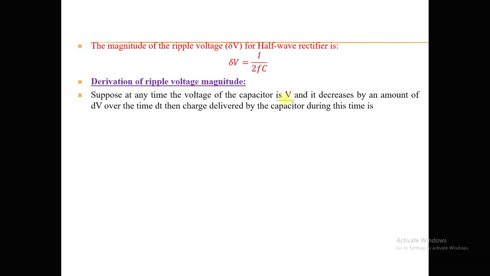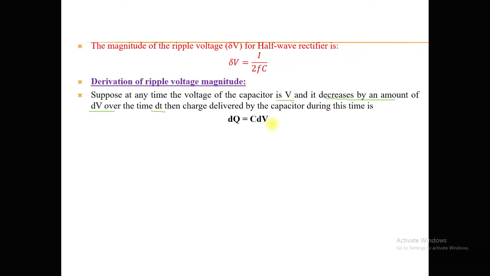Okay, so now as the capacitor supplies the load, it will discharge, and once the discharging of the capacitor has been observed, the voltage is reduced. So suppose the decrement observed in the capacitor voltage at any time is dV in time dt. The charge delivered by the capacitor during this time is dq equal to C dV, because q is equal to CV.